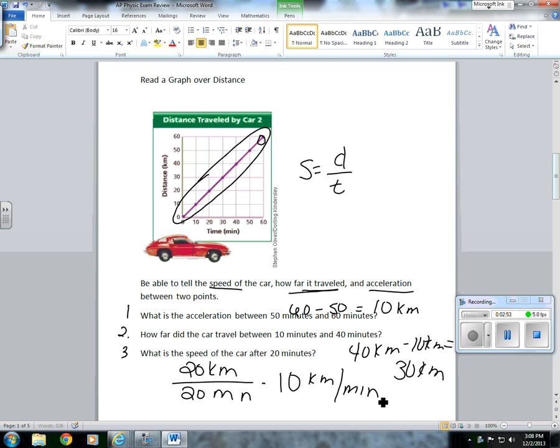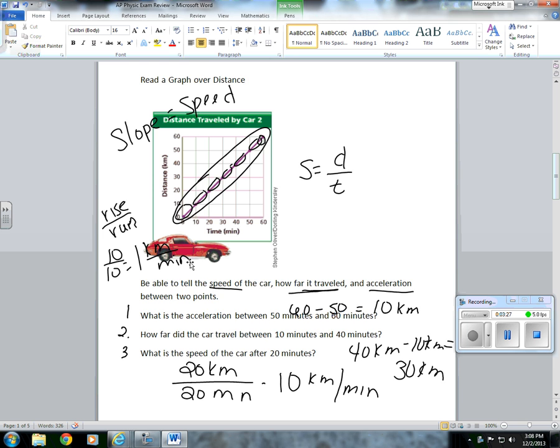Now, because this is a nice constant line, every single point is the same speed. So that is the slope, also known as the speed of the line. Remember, we can simply do this by rise over run. If we move up to 10, and then we move over to 10, our rise over run is 1 kilometer per minute.